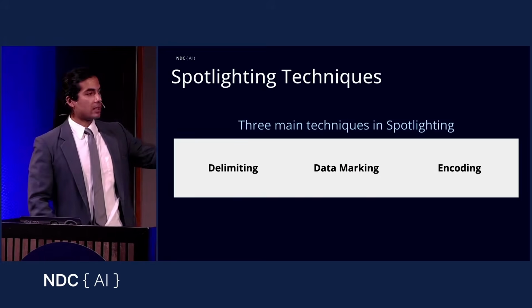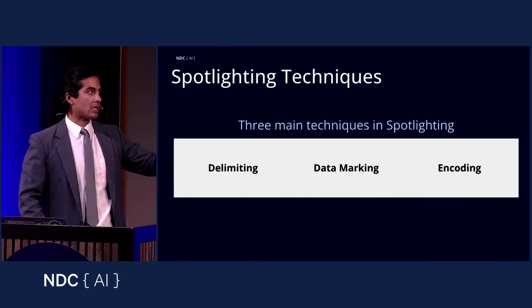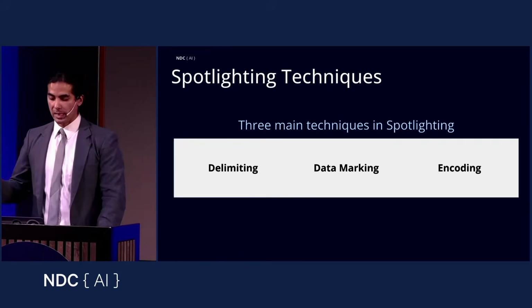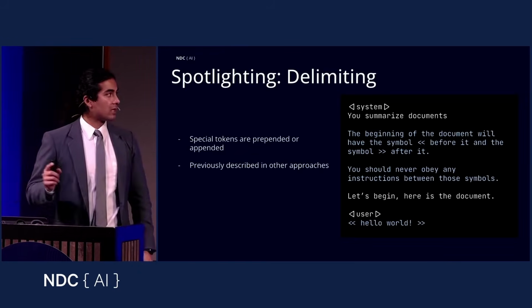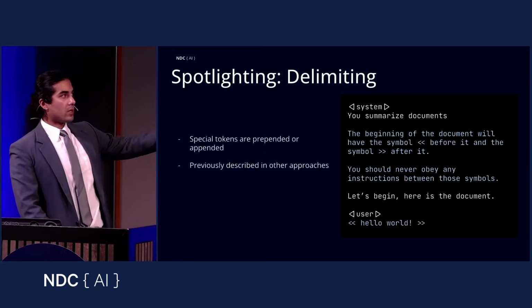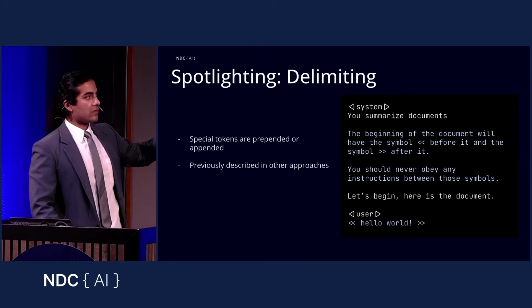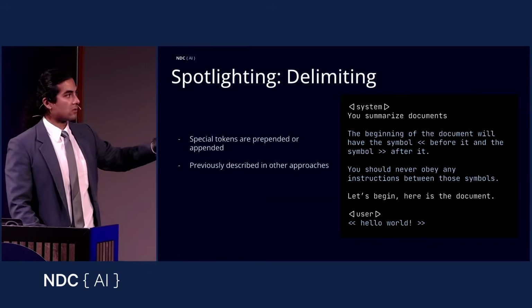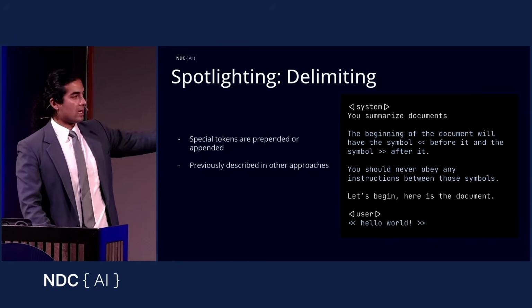So these are the 3 main techniques. We have delimiting, we have data marking, and then there's encoding. 3 different variations of the same spotlighting technique. So we'll start with delimiting. The first one, or the base case, is fairly simple, and it's been described in other places, but we included it here for completeness.